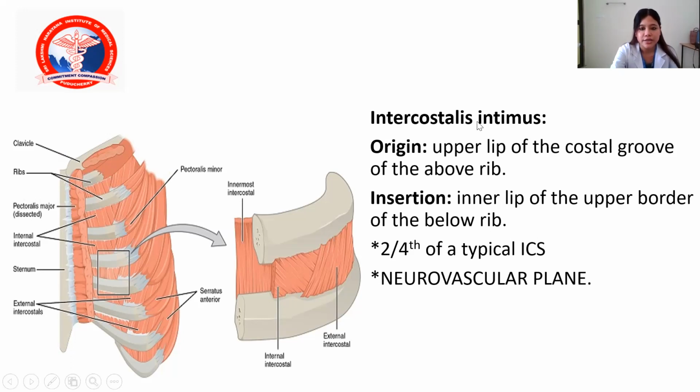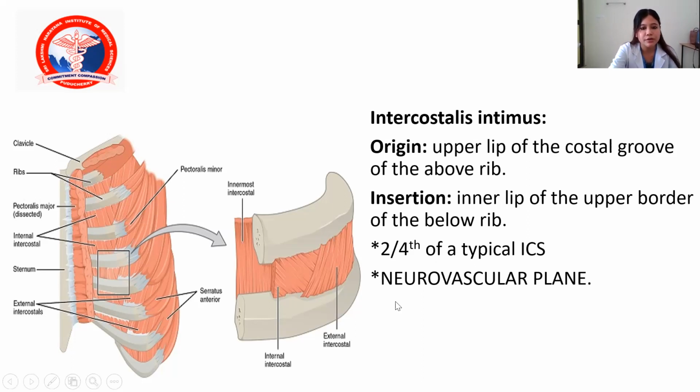Now, this intercostalis intimus muscle is not present in the whole length of these spaces. It is only present in the intermediate two-fourths of the typical intercostal spaces.